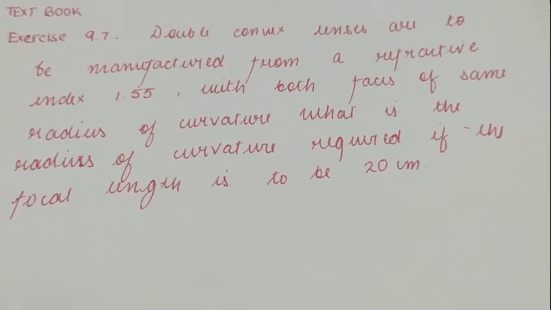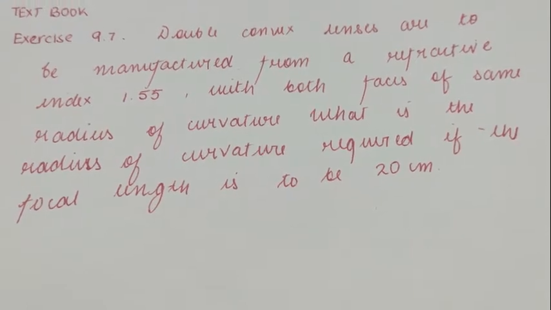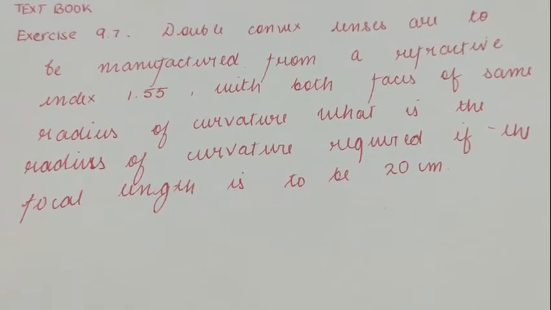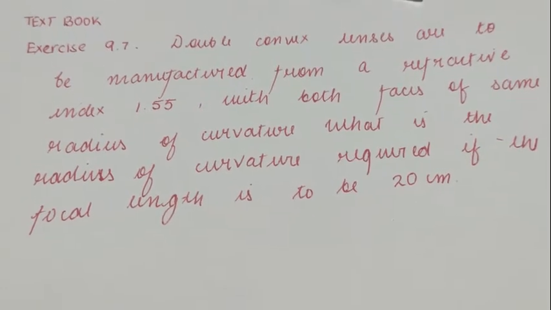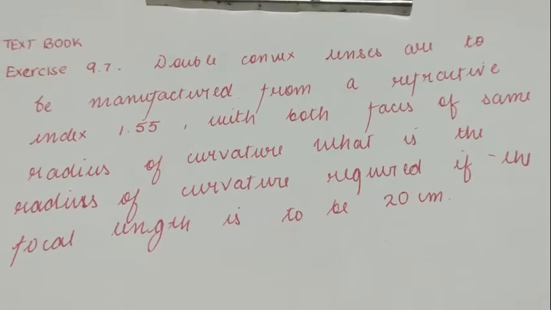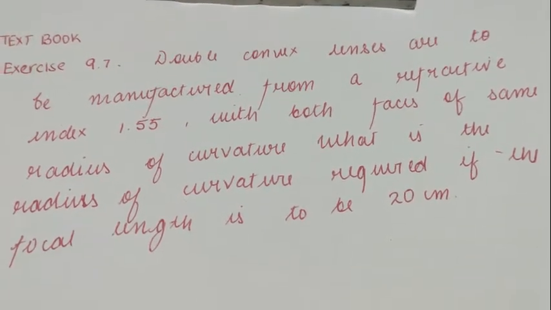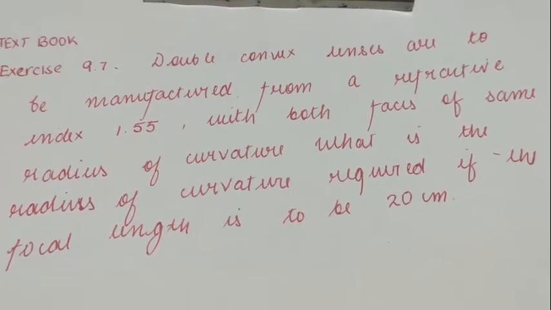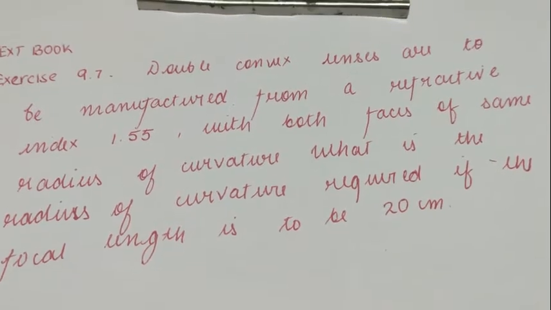Okay, good morning class. So today we'll be solving a numerical on lens maker formula. This numerical has been taken from your NCERT textbook exercise number 9.7. Before we go into your question, let us revise your lens maker formula.